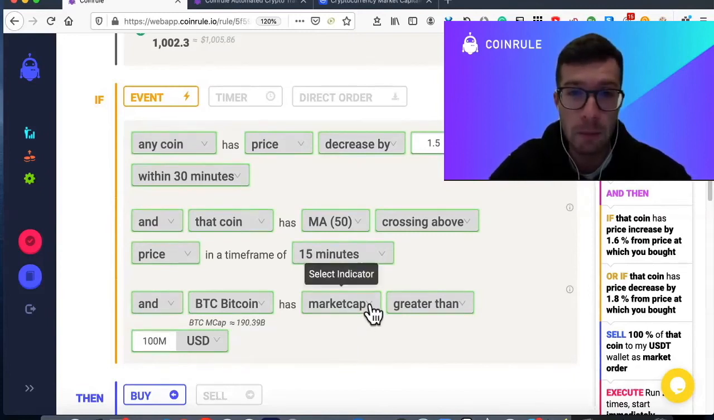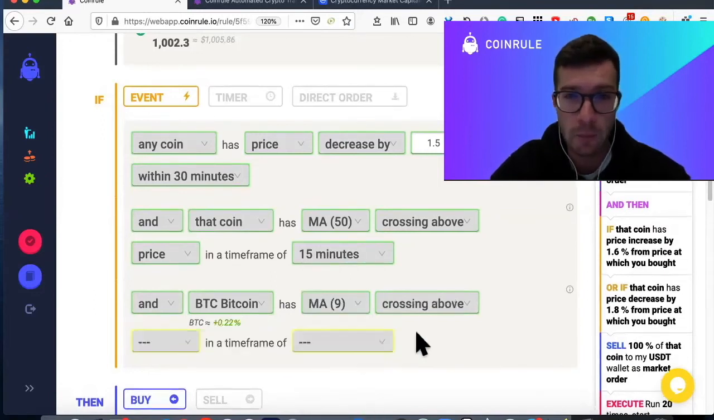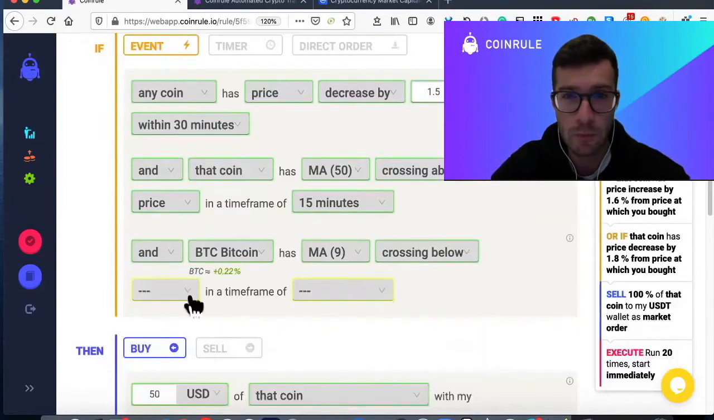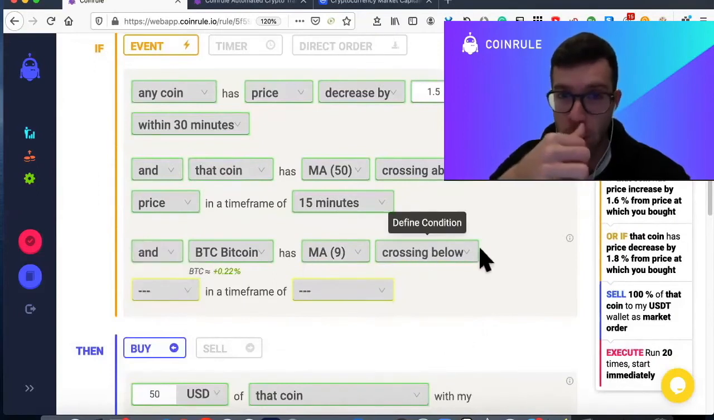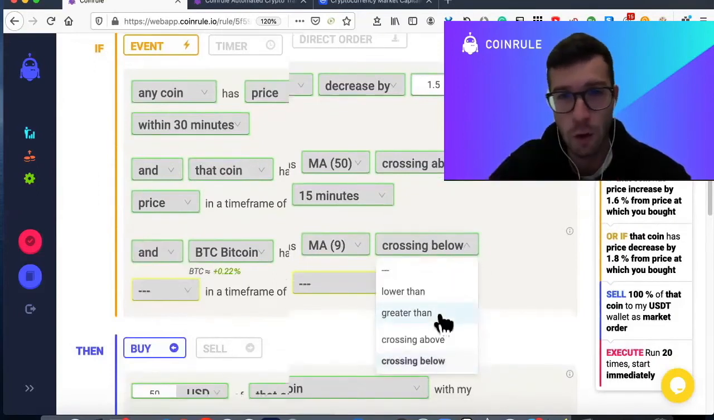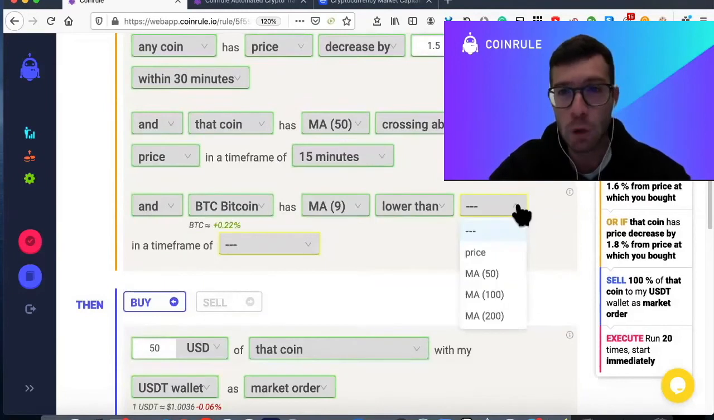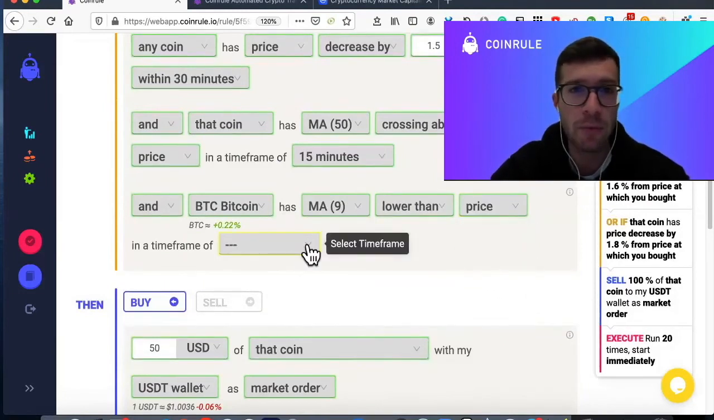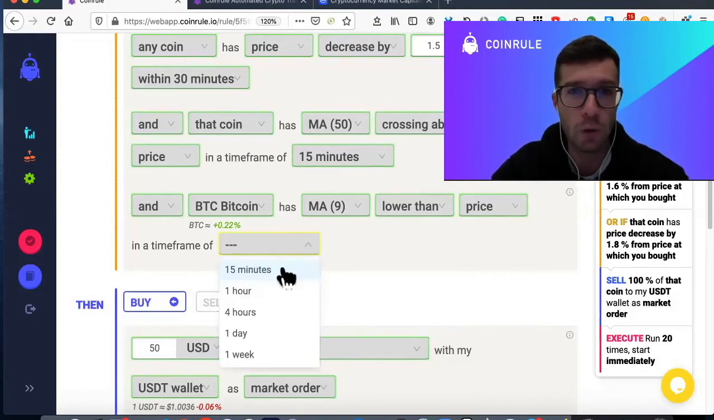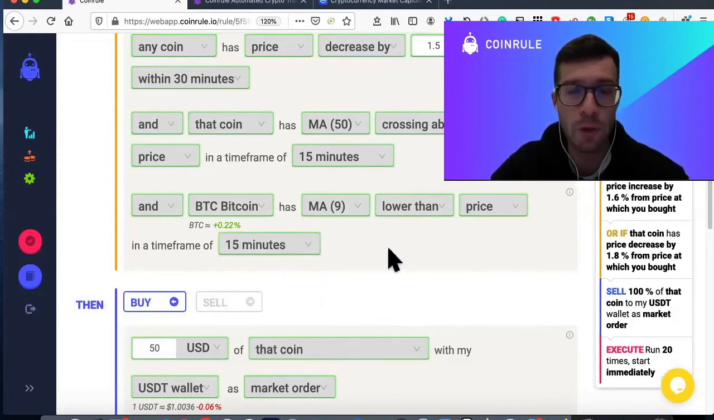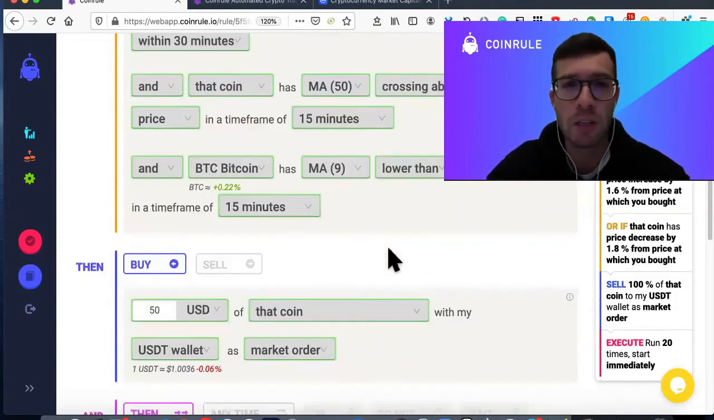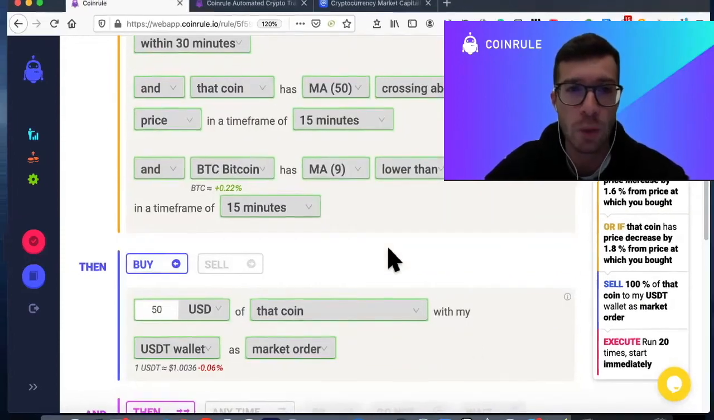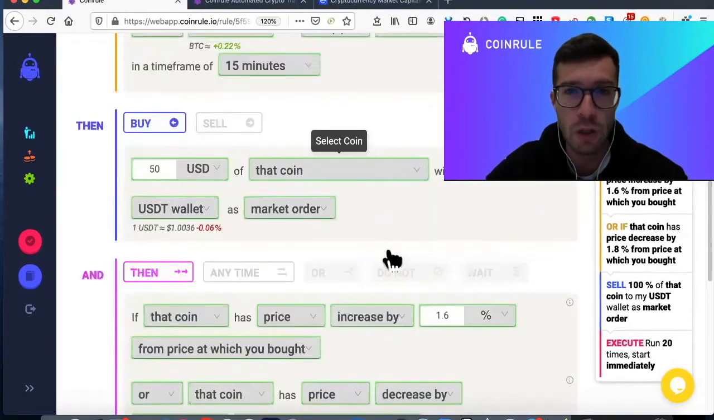That said, instead of market cap, we want the MA9 below, not crossing below, but below, lower than the price. Yeah, let's keep the same time frame as the one for the chosen coin. So you see, just a few clicks, and the rule is basically mostly different, and I guess it will also be more efficient working like this.